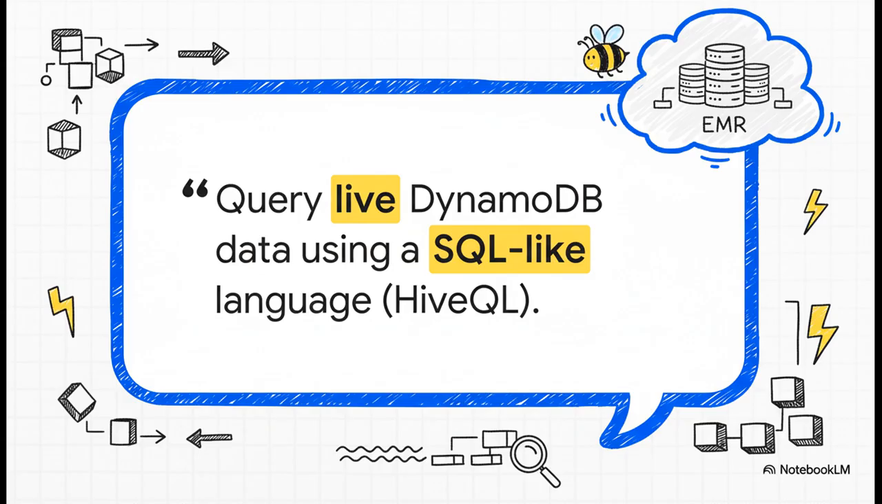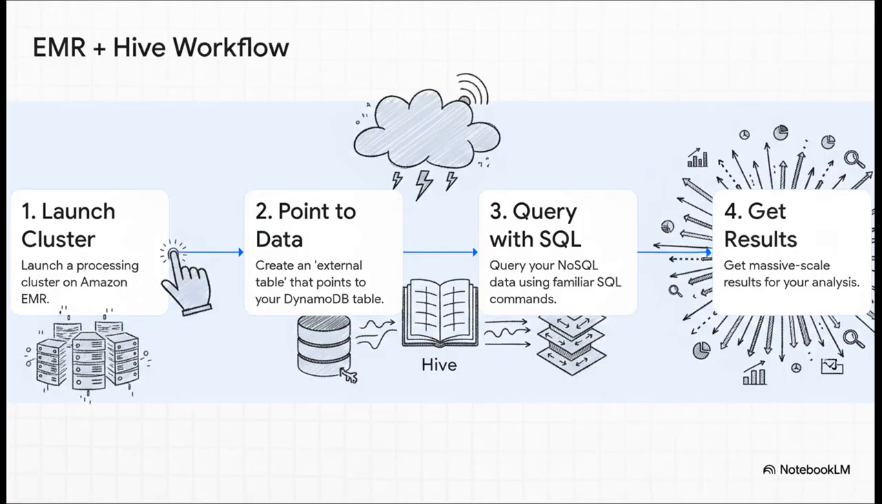It's incredible. And the workflow is actually pretty straightforward. First, you just spin up a processing cluster on EMR. Then, you create what's called an external table. Think of it like a shortcut or a pointer that just tells Hive where your DynamoDB table is. And that's it. You can now run these huge, massive-scale SQL queries on your DynamoDB data, and EMR handles all the heavy lifting in the background.